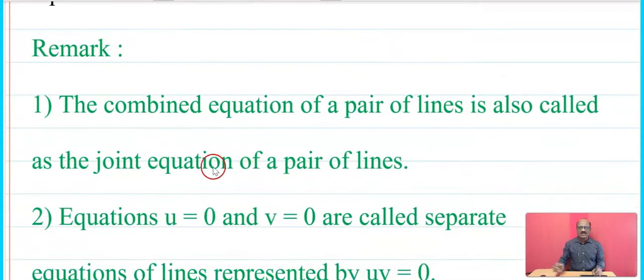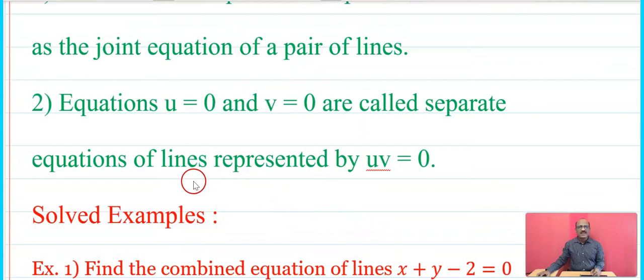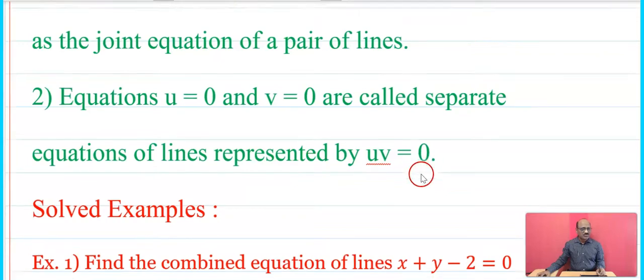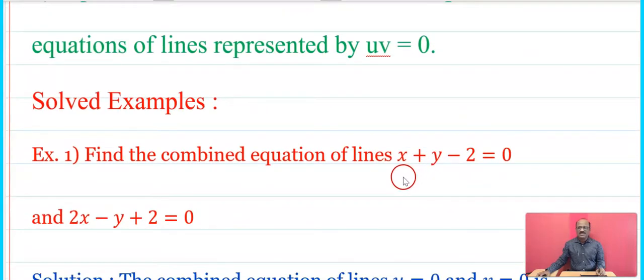Now the remark. The combined equation of a pair of lines is also called the joint equation of the pair of lines. Equations u equal to 0 and v equal to 0 are called separate equations of the lines represented by u into v equal to 0. Now see the solved examples.